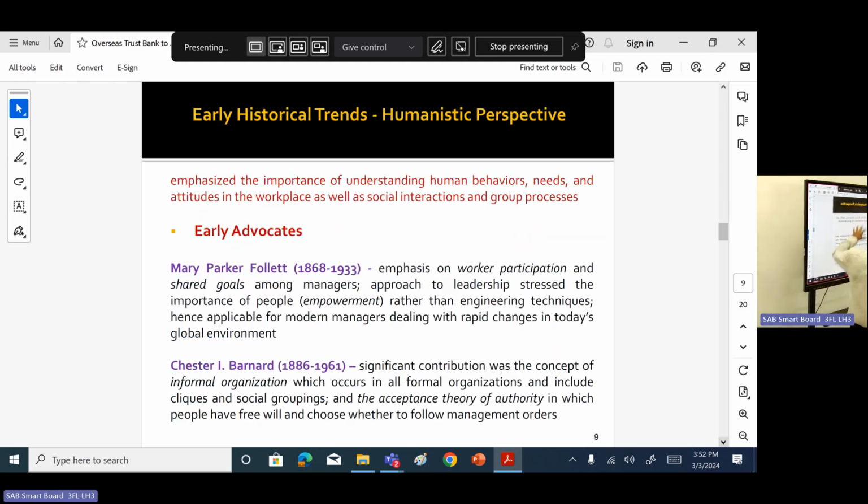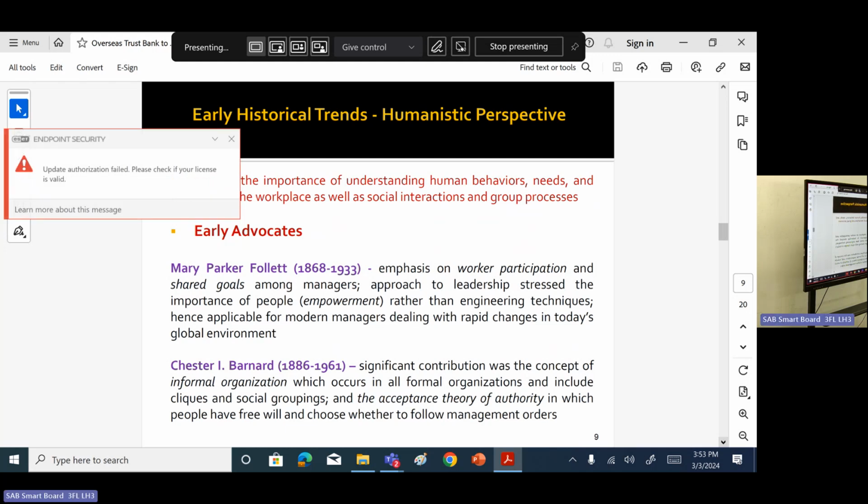Right. Then the humanistic perspective emphasizes the importance of understanding human behavior, human deeds and human attitudes in the workplace. No? Then they say that managers should allow human interactions and group processes to enhance performance, not only considering the technological dimensions mentioned in the classical perspective. You have to consider the human dimension.